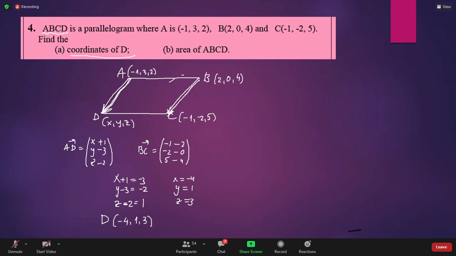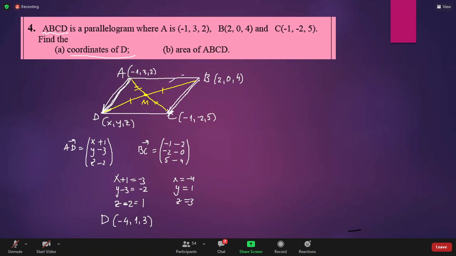Another method, which I will not repeat, was if we remember that the diagonals of a parallelogram intersect at their common midpoint, you could, for example, try to find the coordinates of the intersection of diagonals from A and C, and then use the coordinates of M to find the unknown coordinates of D, again using the idea of midpoint. That was the first part, part A of this task.